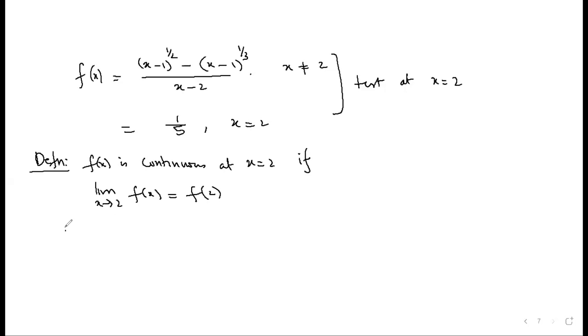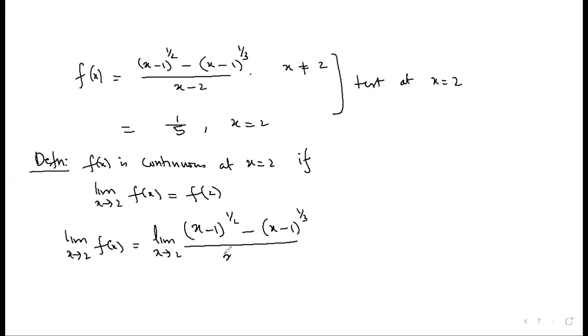Now we'll calculate the limit. Limit x tending to 2 f of x equal to limit x tending to 2, x minus 1 raised to half minus x minus 1 raised to 1 by 3, divided by x minus 2. Can anybody tell me how to do this problem? So rationalizing. No, one has a root, the other has no root, it is a cube root.